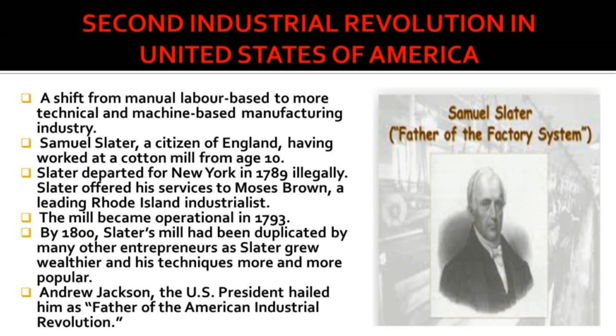On learning that Americans were interested in the new techniques, Slater departed for New York in 1789 illegally. Slater offered his service to Moses Brown, a leading Rhode Island industrialist, who had earlier made an unsuccessful attempt to operate a mill. Brown agreed, and in consequence the mill became operational in 1793, being the first water-powered roller spinning textile mill in the Americas.